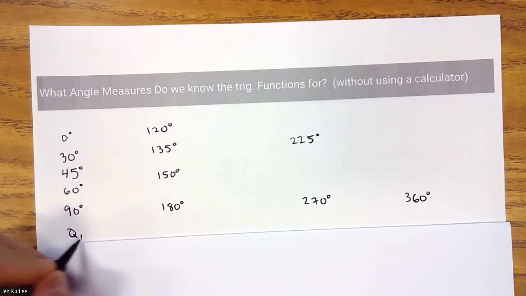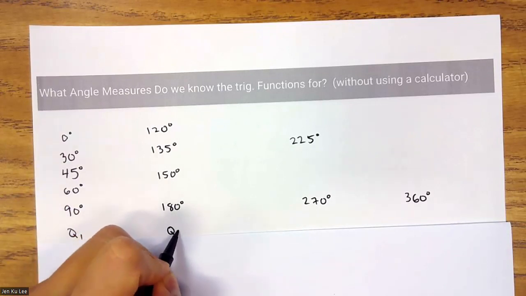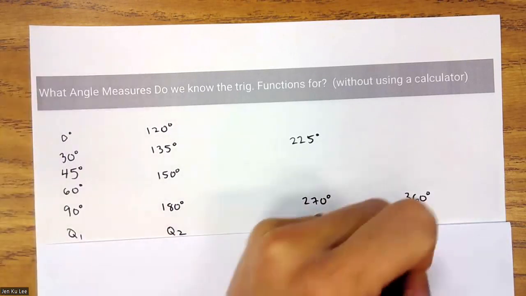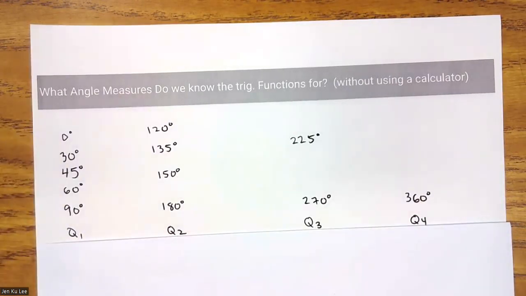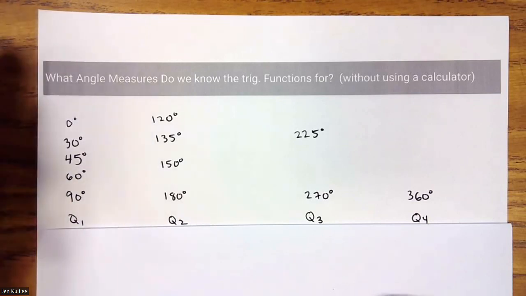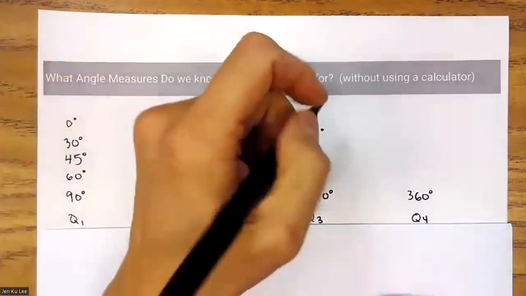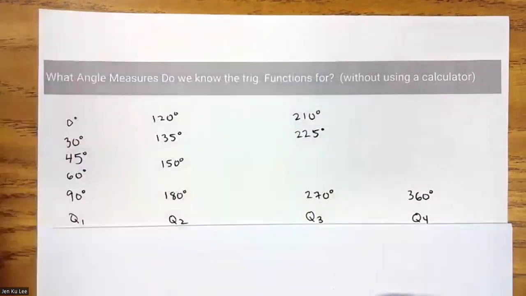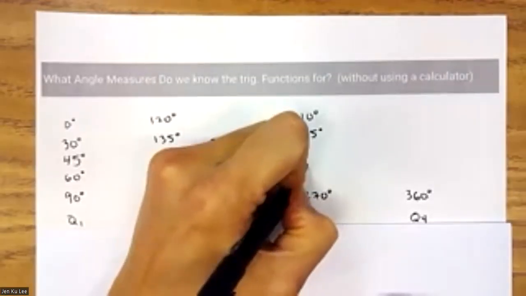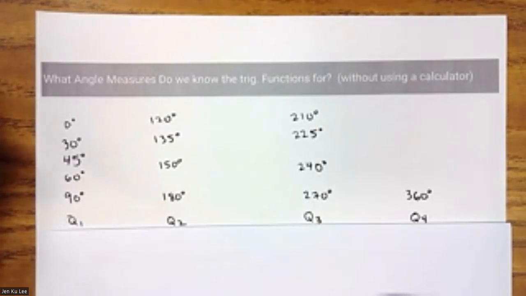This is quadrant 1, right? This is quadrant 2 with the quadrantal angles. This would be quadrant 3. This would be quadrant 4. So what other angles do I know in quadrant 3 and quadrant 4? Quadrant 1 and quadrant 2 are done. 210. Okay. What else? 240. Okay. Quadrant 3 is done.